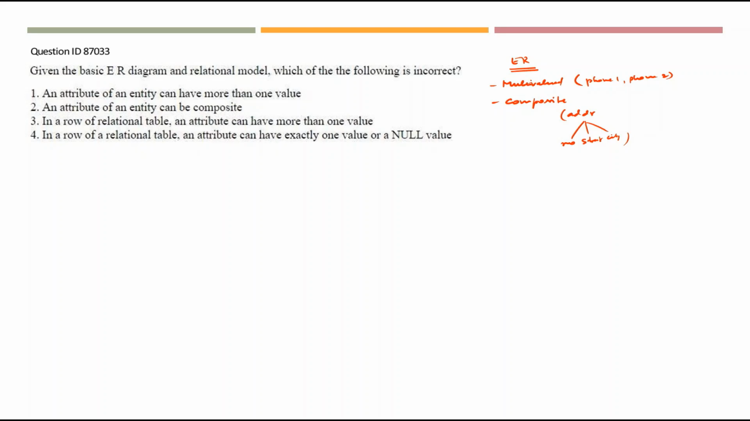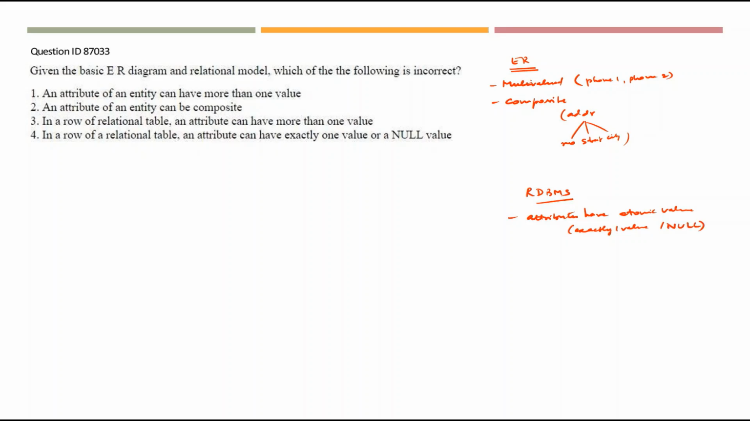Coming to the case of the relational model, the attributes will have atomic values. This atomic value can be exactly one value belonging to a particular data type, or it can be a null value.